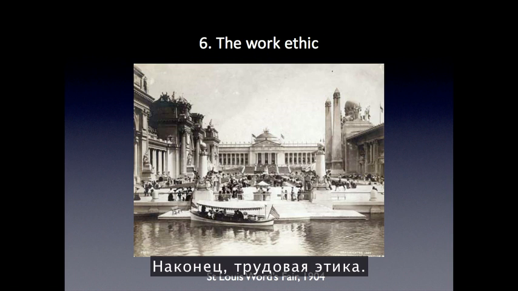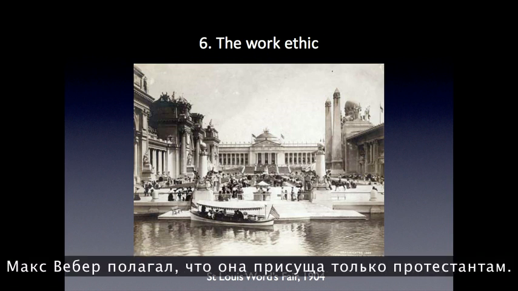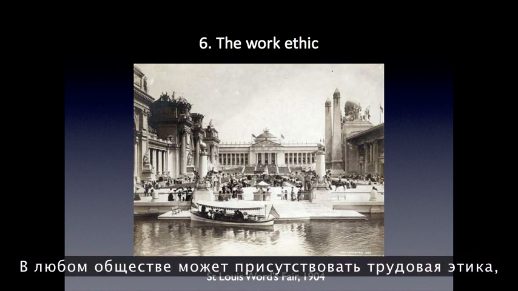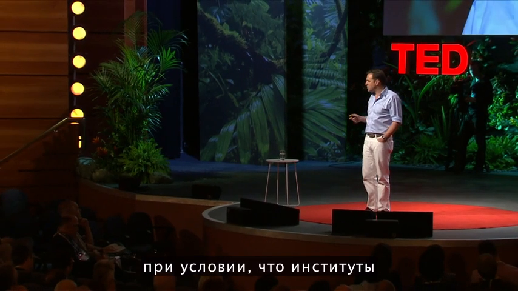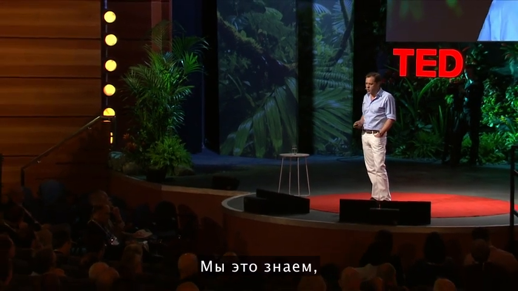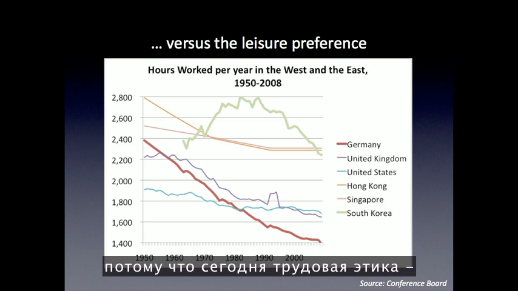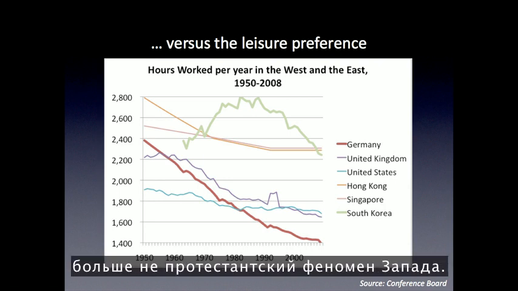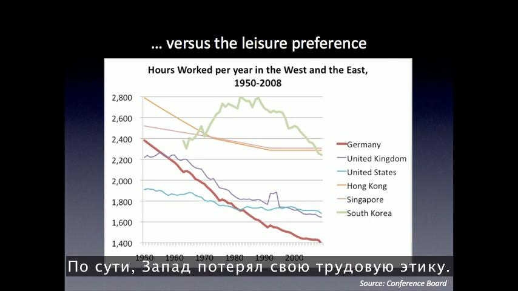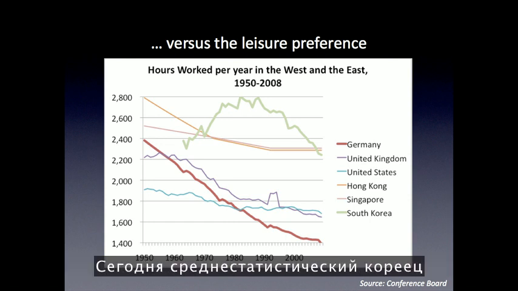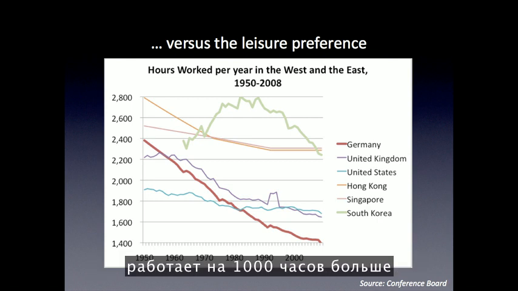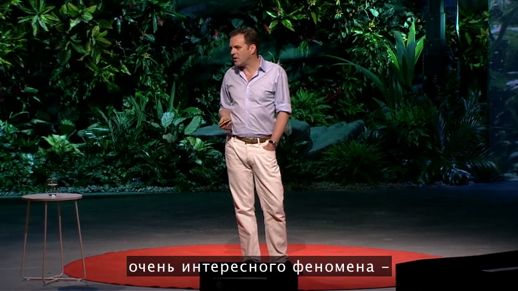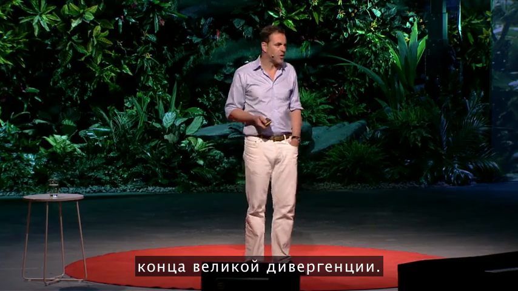Finally, the work ethic. Max Weber thought that was peculiarly Protestant. He was wrong. Any culture can get the work ethic if the institutions are there to create the incentive to work. We know this because today the work ethic is no longer a Protestant Western phenomenon. In fact, the West has lost its work ethic. Today, the average Korean works 1,000 hours more a year than the average German. 1,000. And this is part of a really extraordinary phenomenon, and that is the end of the Great Divergence.